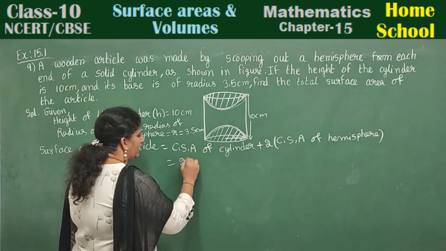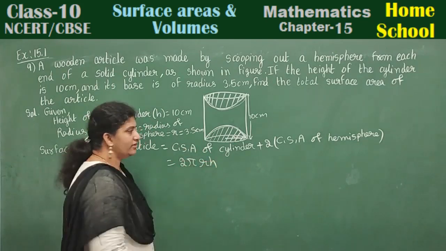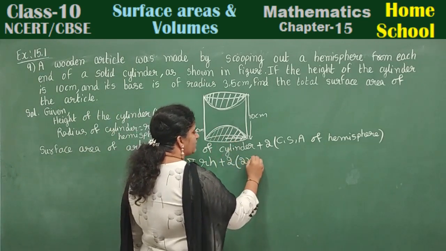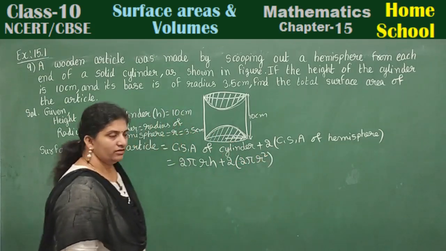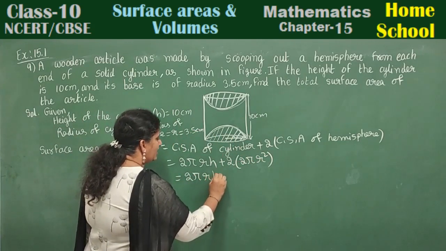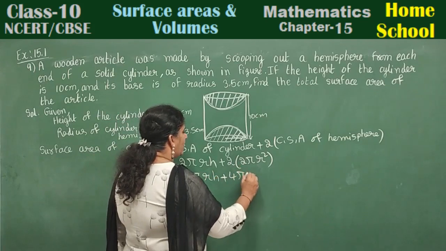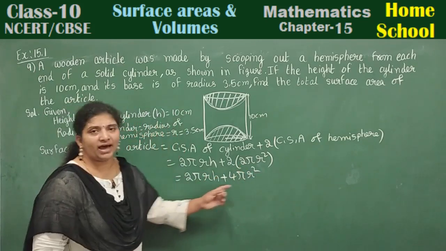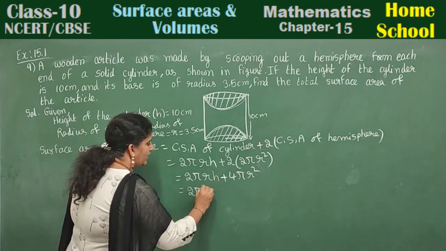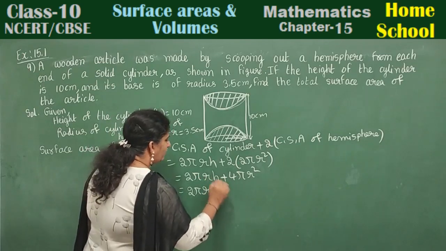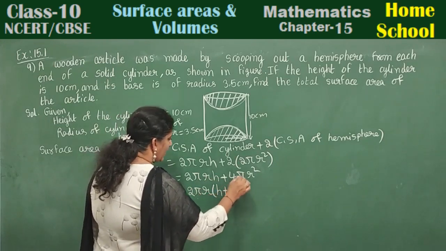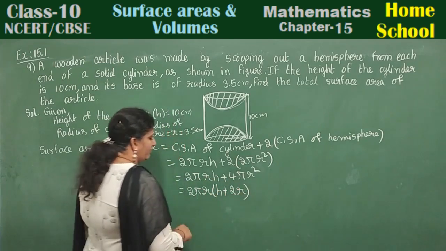The CSA of a cylinder formula is 2 pi r h, plus 2 times the CSA of a hemisphere, whose formula is 2 pi r square. Now multiply and remove this bracket. 2 pi r h plus 2 2s are 4 pi r square. Now combining these two, is anything common? Yes, 2 pi r is common. Taking out 2 pi r as common, you are left with h plus 2 r.